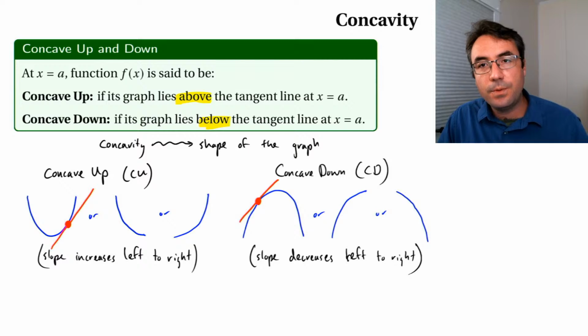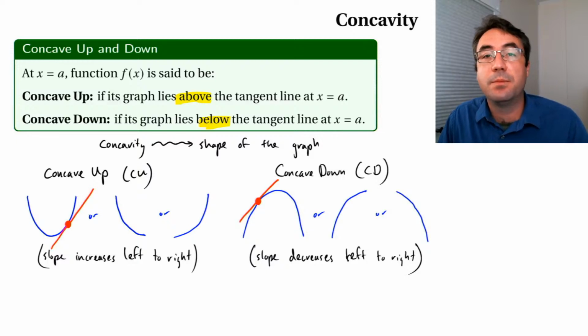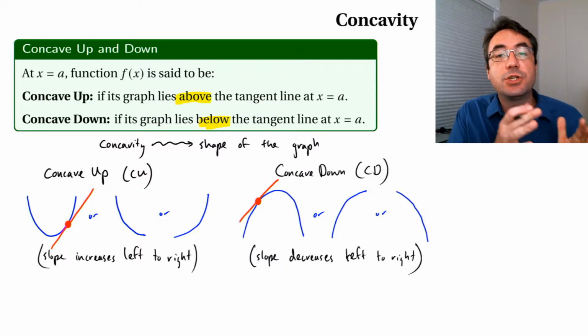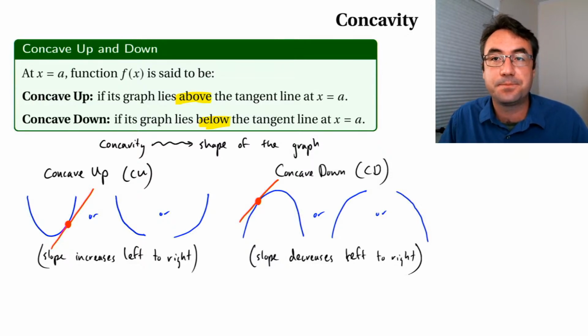So there are just a few ways to think of concave up, concave down. Think of it where the graph is above or below the tangent line, or we could think of it in terms of changing slope. The slope is increasing or the slope is decreasing.